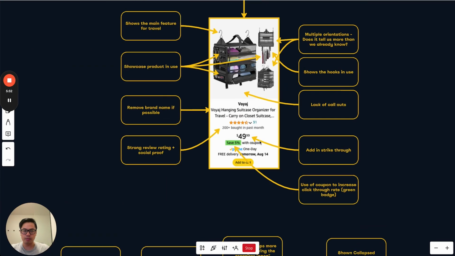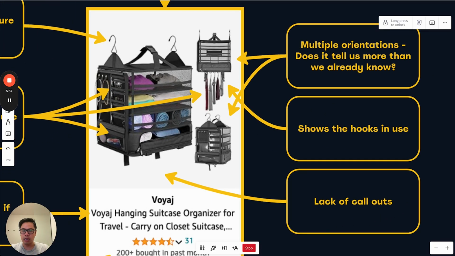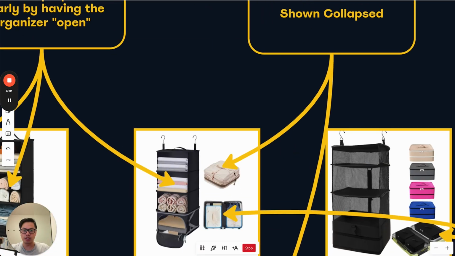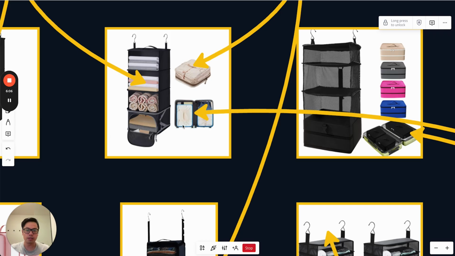So when I start to think about this main image here, maybe instead of blowing it up like I initially suggested, how about we show these in two different orientations, or collapsed, or in a luggage, or in a carry-on, for instance.